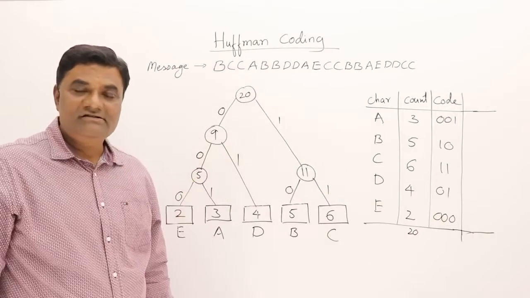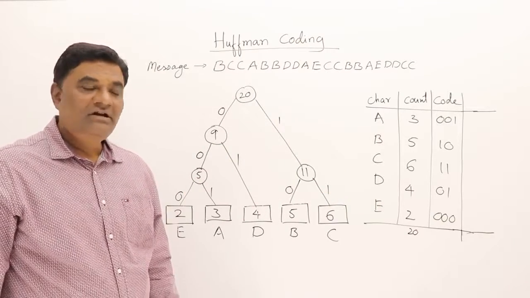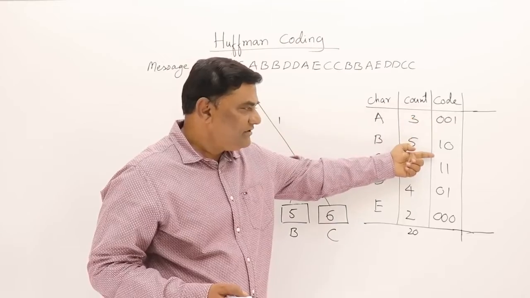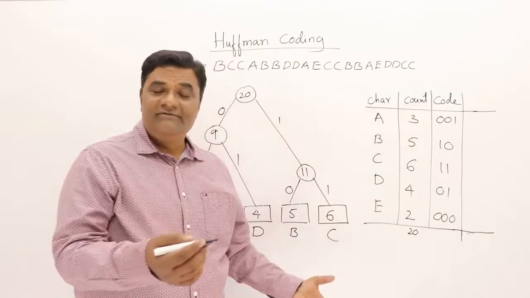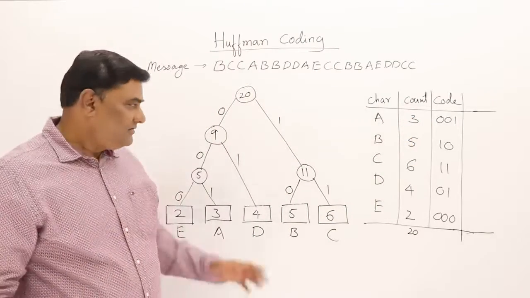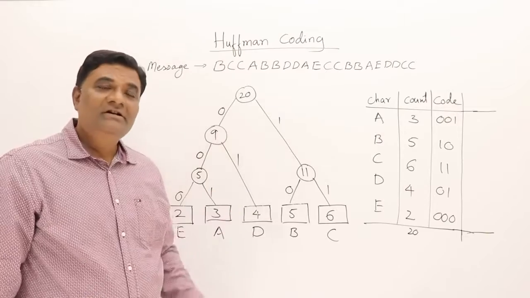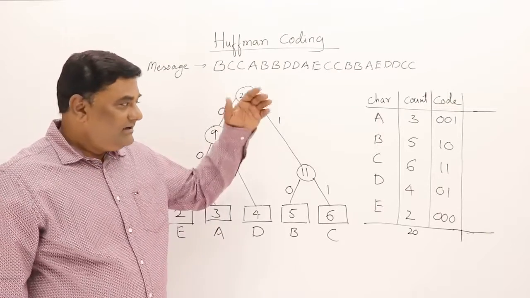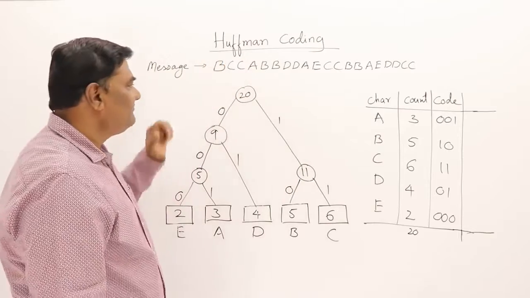That's it. These are the new codes we have. Now you can see some codes are of 3 bits and some codes are of 2 bits. We may even have codes with 1 bit also, not here, but in some examples. So variable size codes are there. Now I can use these codes for encoding my message.